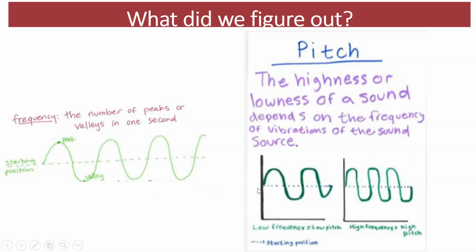And when the low-pitched sound was playing in the simulation, the graph didn't have many peaks and valleys in the time frame. But when it was playing a high-pitched sound, it had way more peaks and valleys. And so what that really means is that the speaker was vibrating slowly here, and the speaker was vibrating back and forth very fast here, more frequently. Low frequency, low-pitched sound. High frequency, high-pitched sound.